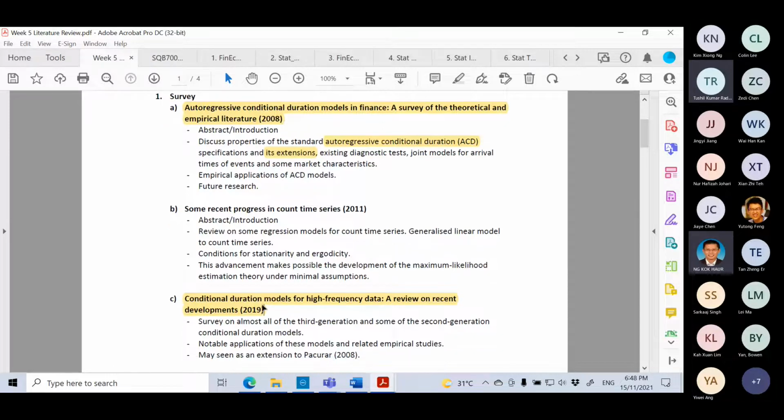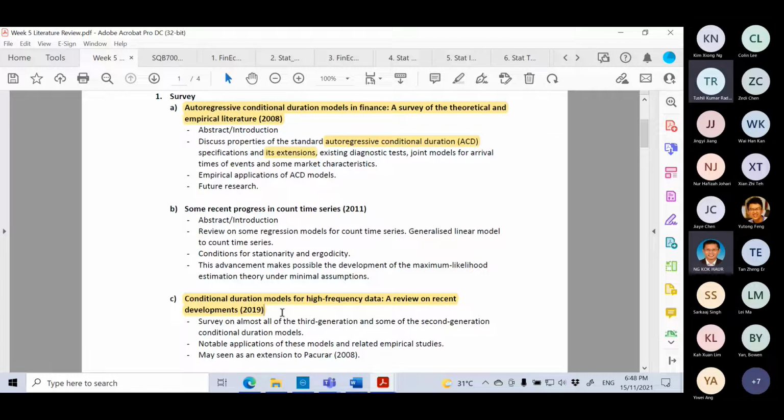Then in the year 2019, of course, they extend their survey on the similar topic, the autoregressive conditional duration model, but they provide the new generation, where the first generation may have been discussed in this particular paper, and the second generation also. But in part C here, they survey the third generation and some of the second generation of this conditional duration model.